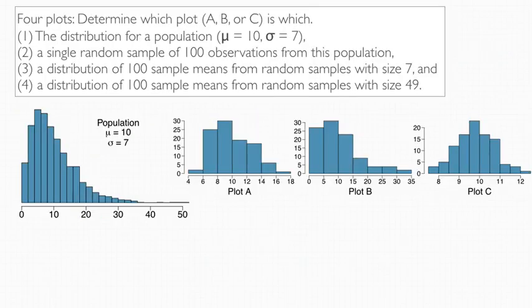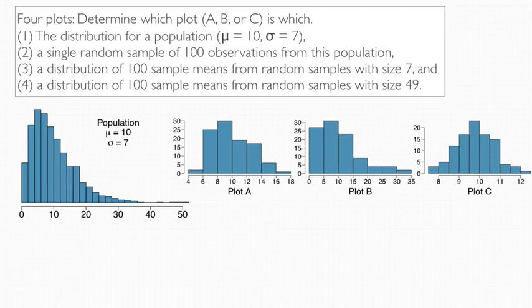Here's one more question working with sampling distributions and the central limit theorem for the mean. We have 4 plots presented here, and our task is to determine which plot A, B, or C, is which of the following. The first one we already know which one that is. That's the distribution for a population where the mean is 10 and the standard deviation is 7. So that's the big plot, the right skewed big plot at the bottom.